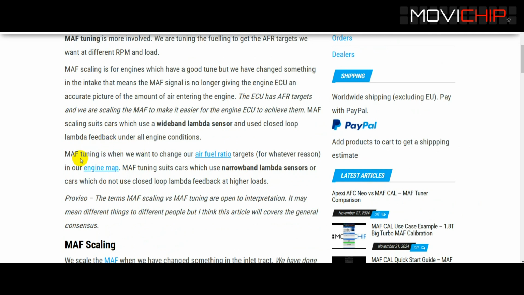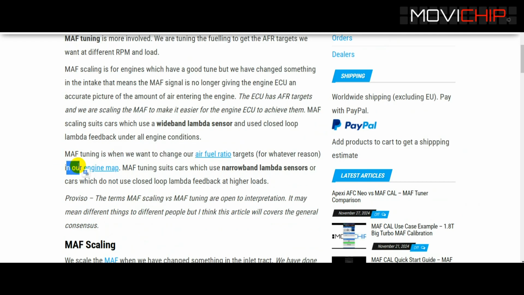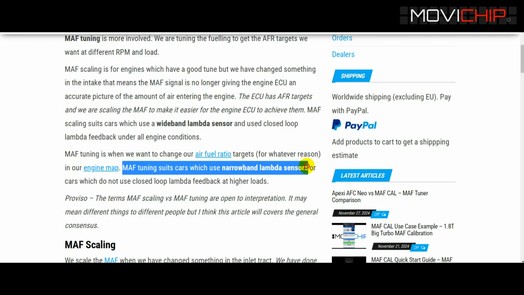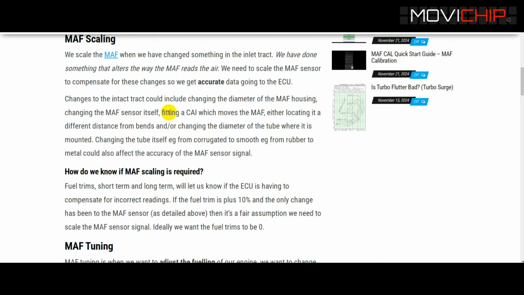So that's where we would use MAF scaling, and then we come on to MAF tuning, which is a bit different. MAF tuning is when we want to change our air fuel ratios for whatever reason in our engine map. So for example, the engine may be targeting 13.5 AFR at full load, but we want to bring that down to 12.4. MAF tuning suits cars which use a narrow band Lambda sensor, or cars which do not use closed loop feedback at higher loads. This is very important. We'll come into it in a bit more detail.